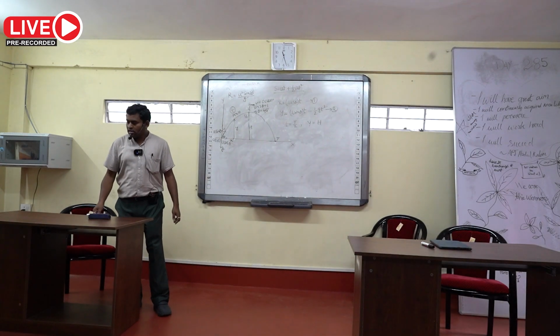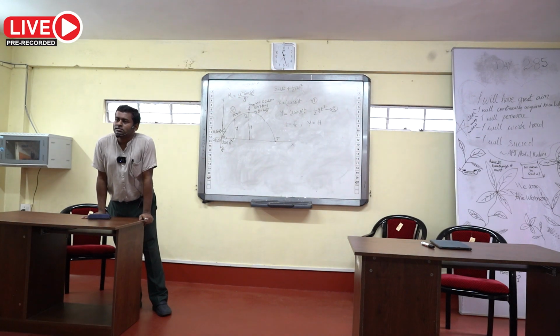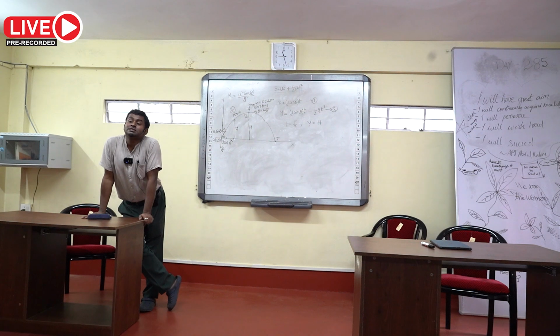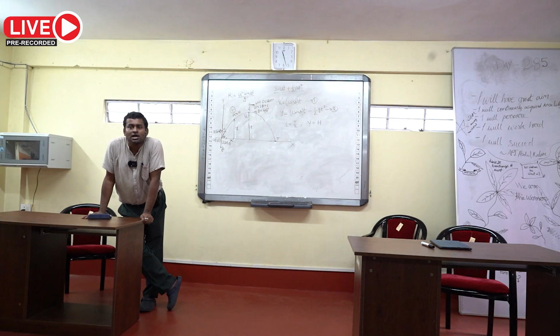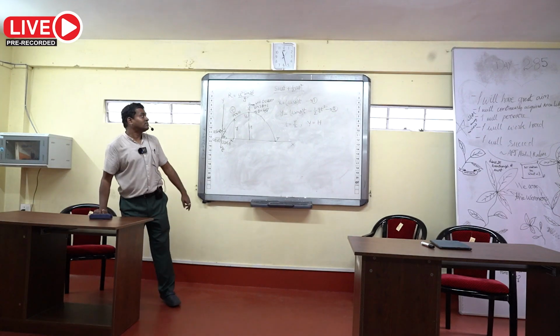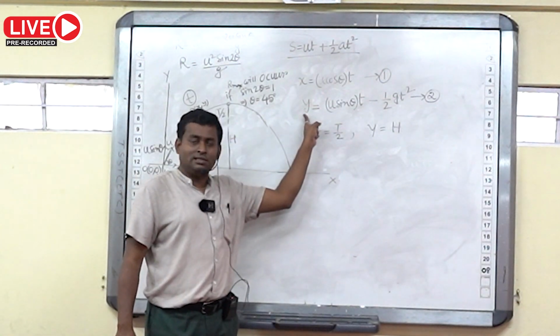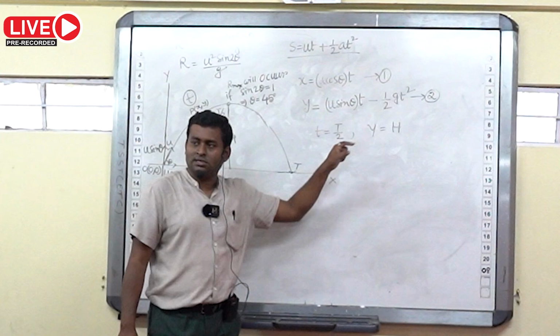Now you know the value of capital T. So what will be the value of T by 2? Just check. Capital T is 2u sin theta by g. Then capital T divided by 2 will be u sin theta by g only. Substitute that value here and calculate the value of y, then it will be the maximum height.